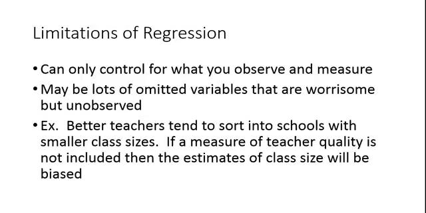So for instance, better teachers probably tend to sort into schools with smaller class sizes, right? They are able to take their skills in the labor market to schooling environments that perhaps have better expenditures and are more desirable places to teach. So if a measure of teacher quality is not included, then the estimates of class size will be biased. That's because teacher quality is correlated both with class size as well as the outcome of achievement. So in other words, unless we're controlling for teacher quality, we're not able to parse out the difference between a class size effect and an effect driven by teacher quality. In other words, our coefficient of interest on class size is still biased.